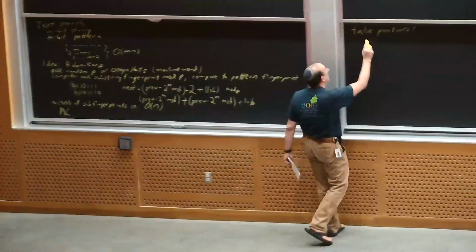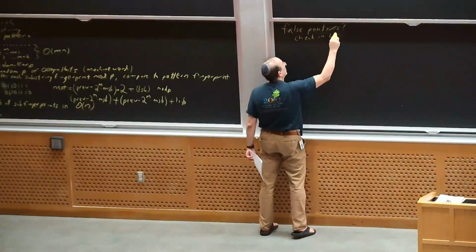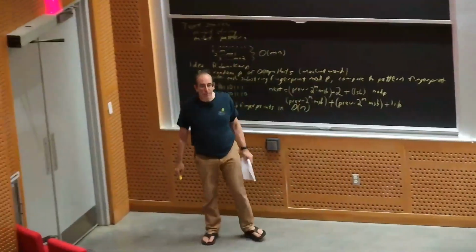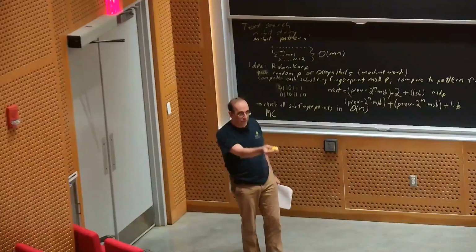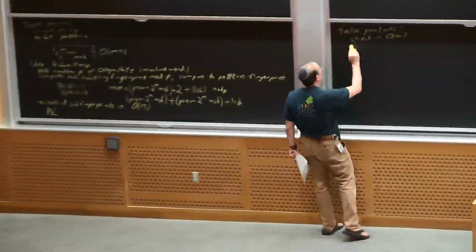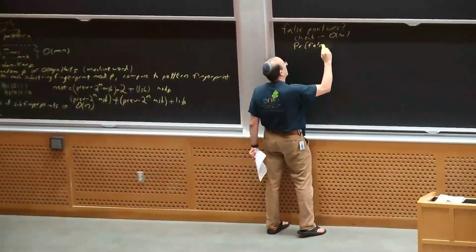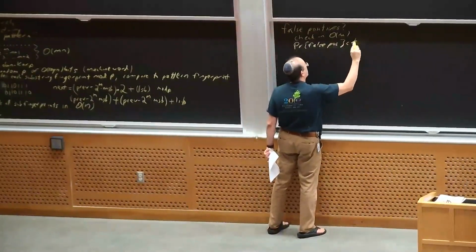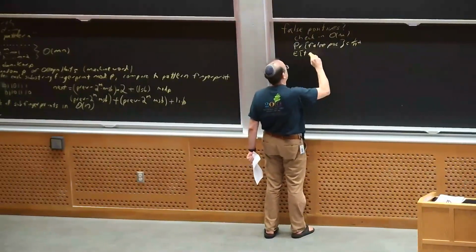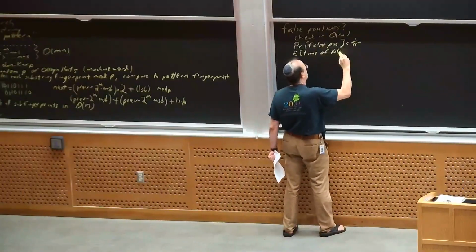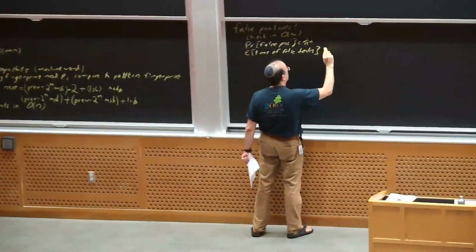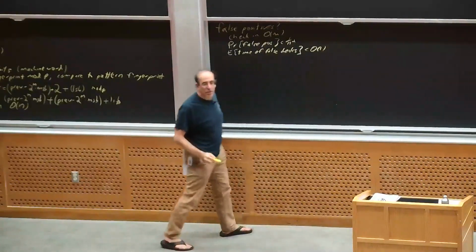Just check it. What does this do to the runtime? It does nothing, right? The probability of a false positive is less than 1 over n squared, say. So the expected time of false checks is tiny.